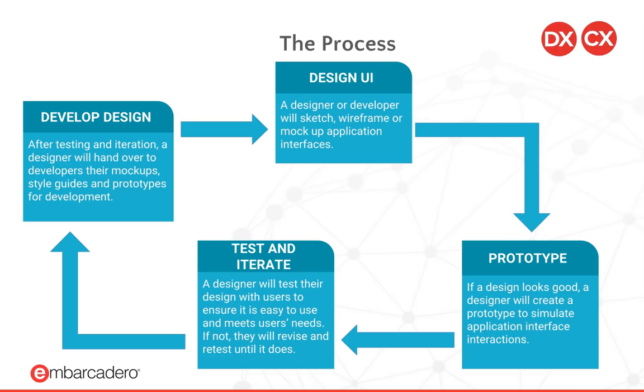Now let's have a look at the process. The process starts out with designing the user interface. A designer or developer will either sketch, wireframe, or mock up the application UI. This is then followed up by prototyping. If a design looks good, a designer will create a prototype to simulate the application interface interactions. And we're going to cover a number of tools today that show you how to do that.